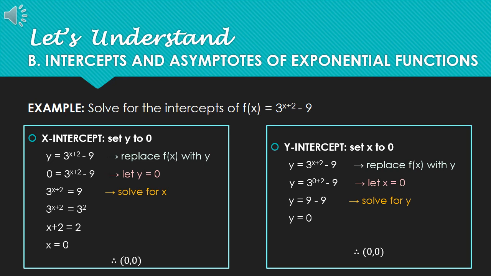So for the y-intercept, we just replace f of x with y. Then we let x equal to 0. So we have y equals 3 raised to 0 plus 2 minus 9. Then we solve for y, simplifying the equation, we arrive with y equals 0. So the y-intercept is also (0, 0).